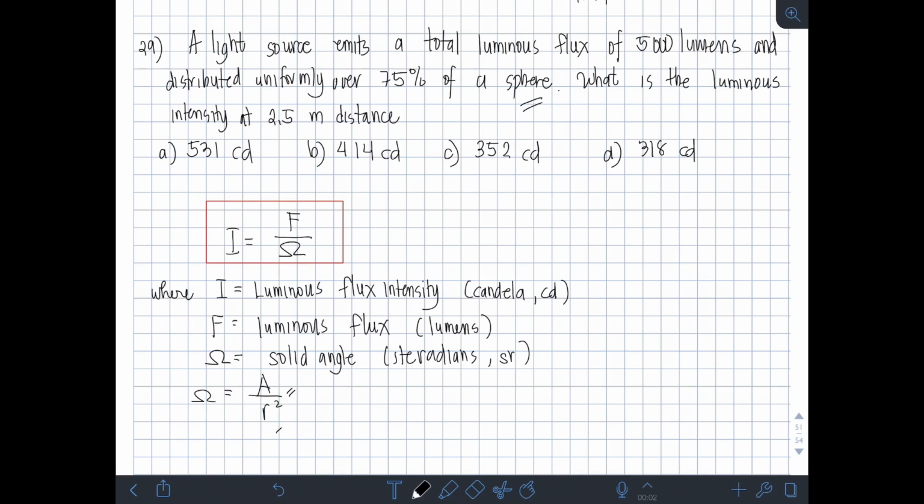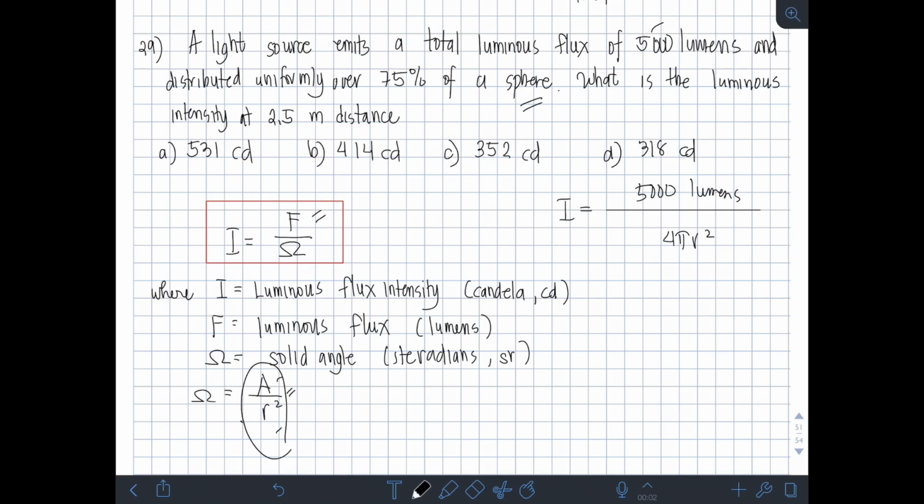Tapos, yung R is the radius of the sphere. So, kunin natin ngayon yung I. So, meron tayong given na luminous flux, right? Itong 5,000 lumens. So, I is equal to 5,000 lumens divided by omega. Okay? So, yung omega natin is ito yung formula. So, meron tayong formula for the surface area ng sphere as what? 4 pi r squared.